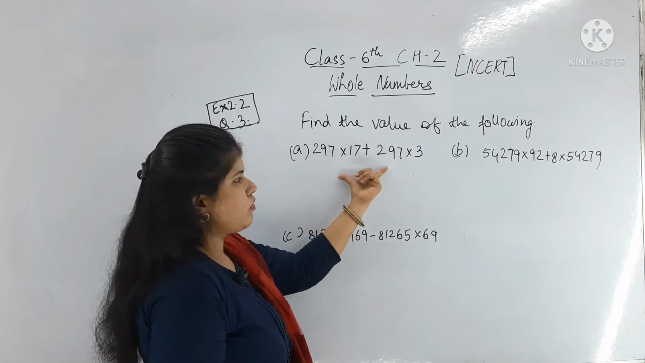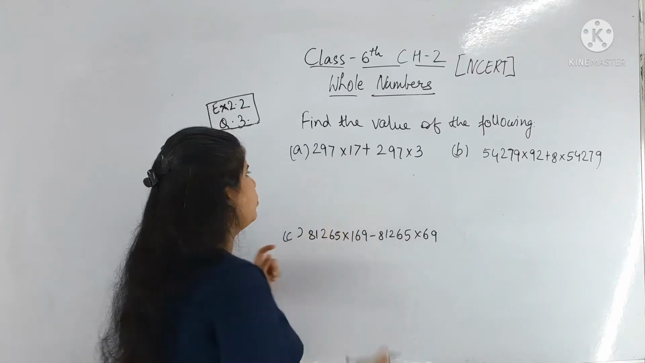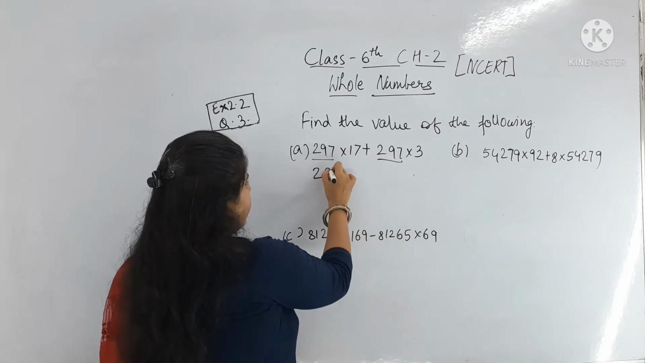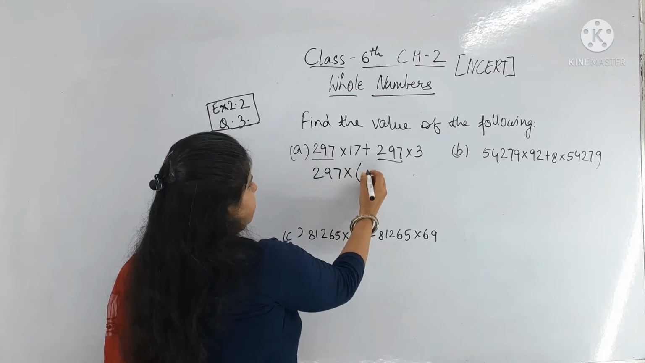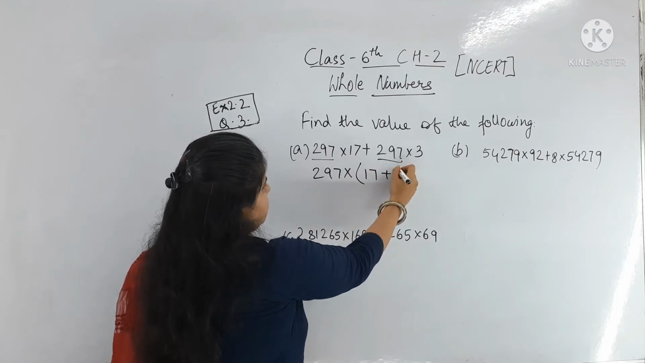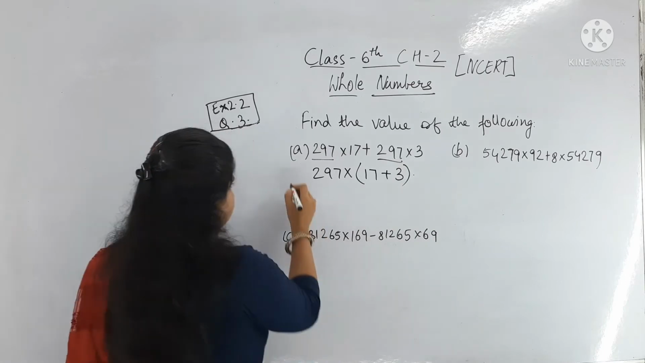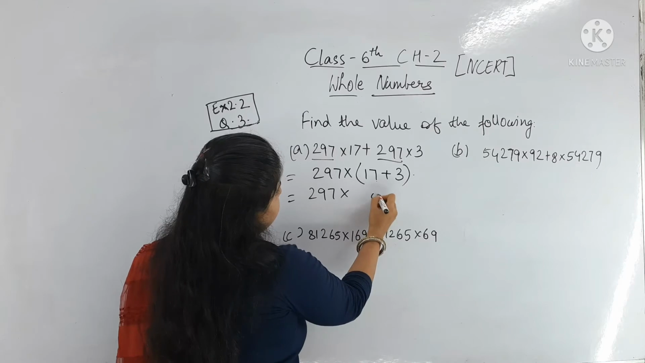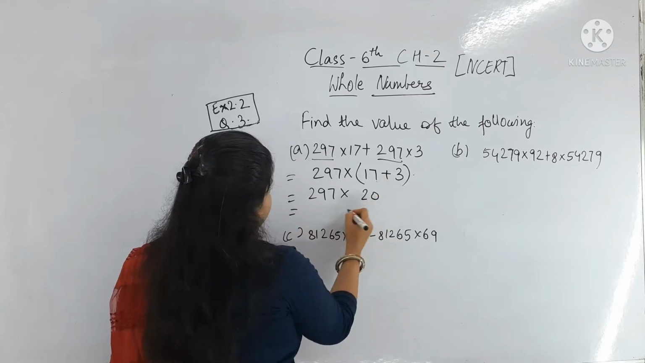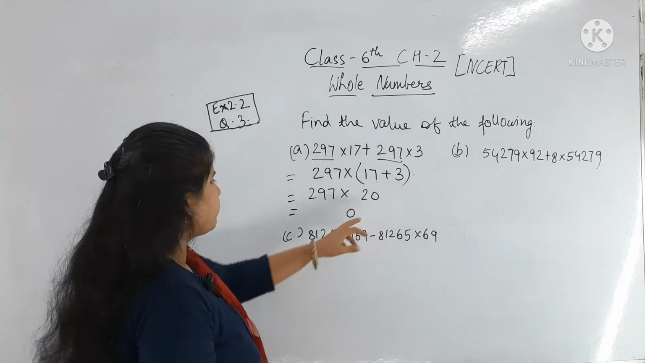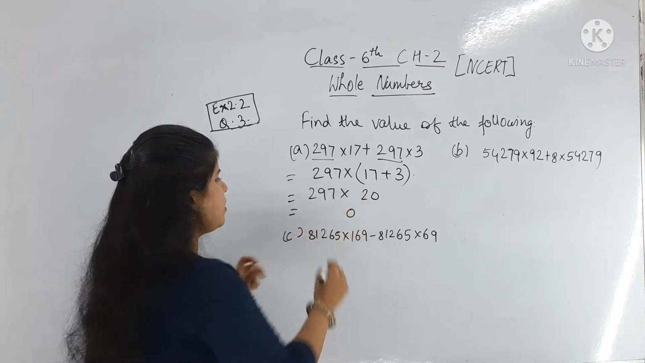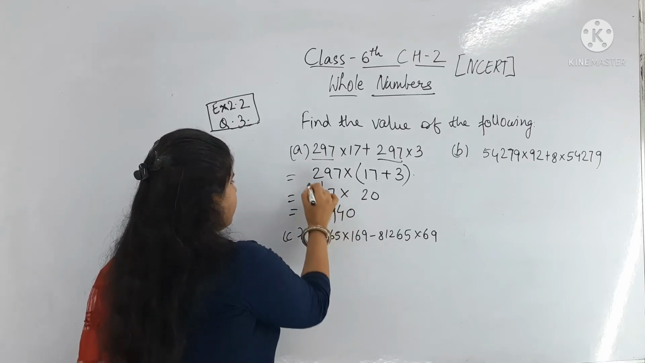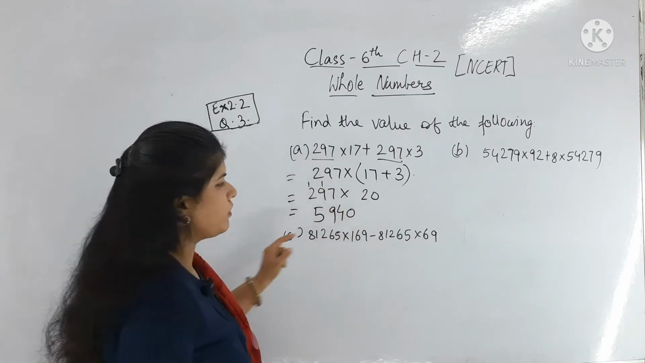In this you have to look for the common value. Here 297 and 297 is common. So 297 into, what is left? 17 plus 3. Like this you have to write: 17 plus 3, 7 plus 3 is 10, and here 20. So you write 20 and multiply with 297. 2 7s are 14, 1 carry on, 2 9s are 18 and 1 is 19, 2 2s are 4 and 1 is 5. So I am getting 5940.